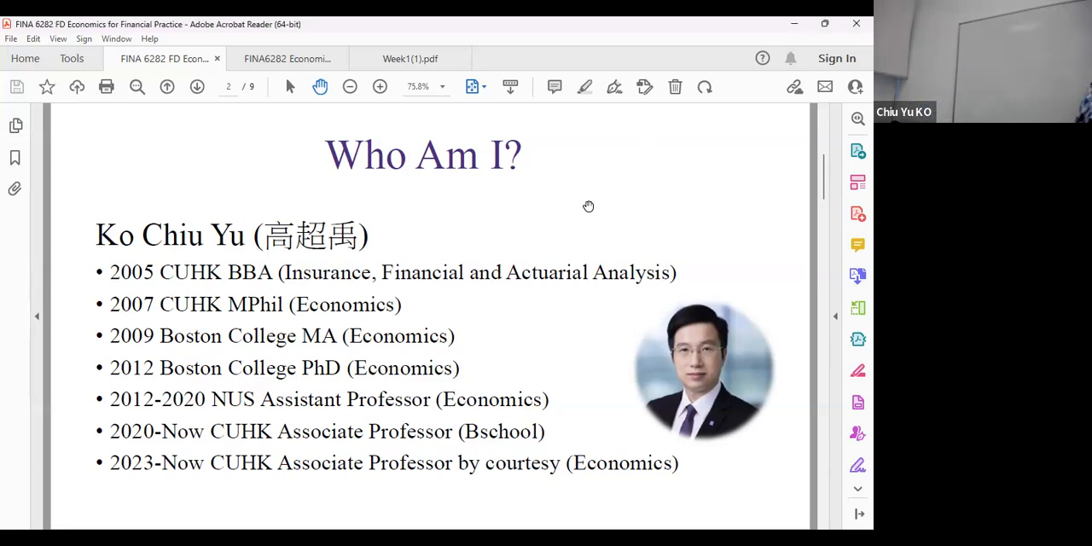I graduated from CUHK Business School as an IFFA student. I studied finance and actuarial science as an undergrad. After that, I did my Master of Philosophy in the Econ department, not in the business school, because I wanted to do economics. Then I went to the US, to Boston College, for my Master and PhD. I got it 11 years ago. And then I was teaching at the National University of Singapore for 8 years, and then I came back to teach in the B school here.